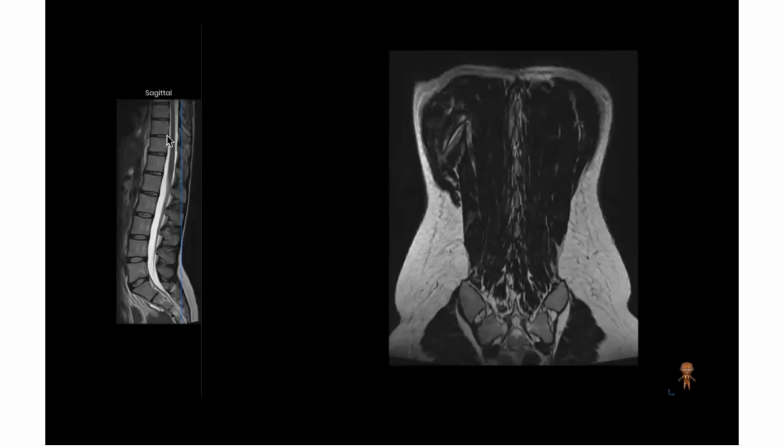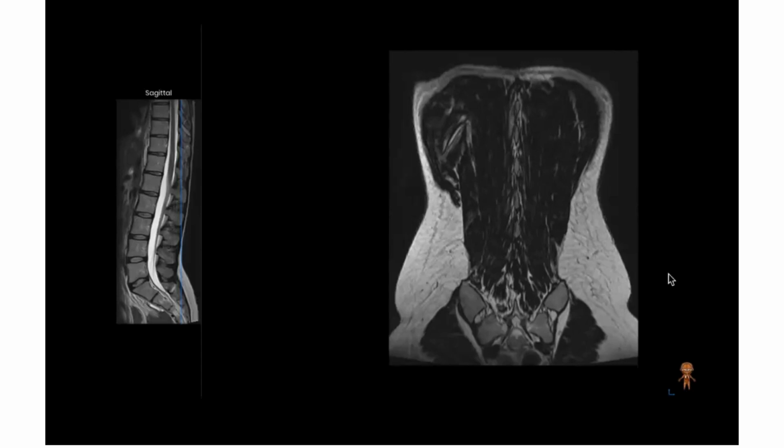So if you look on the left side, you can see, if you can appreciate this blue line over here. Can you see this blue line here? Okay. So this section is taken like this, from the posterior part. So what section is this? That's coronal. It's a coronal section.